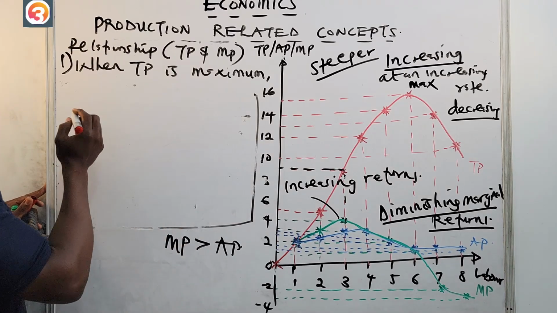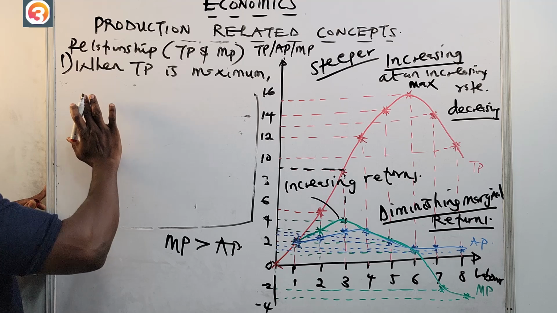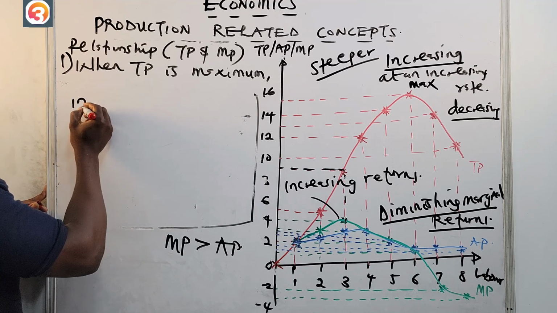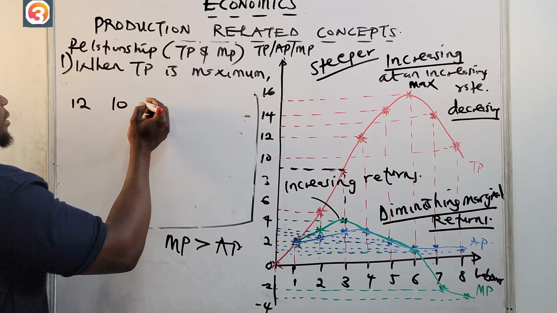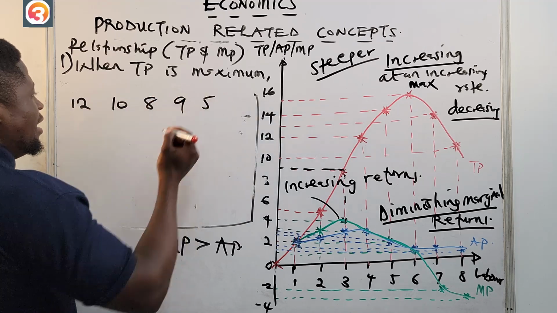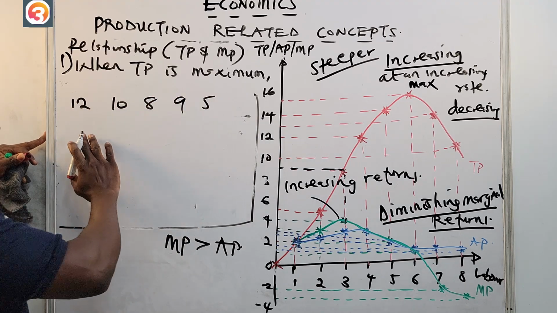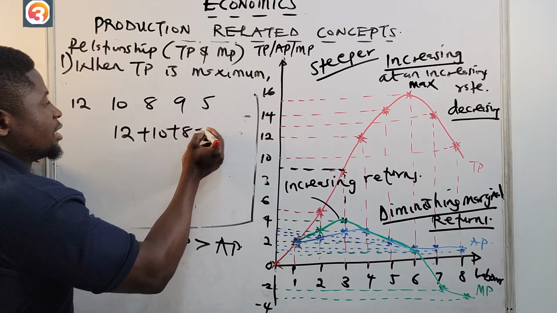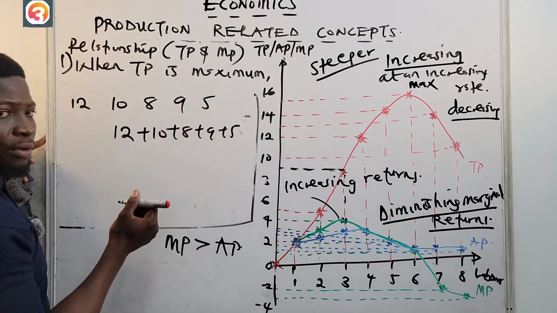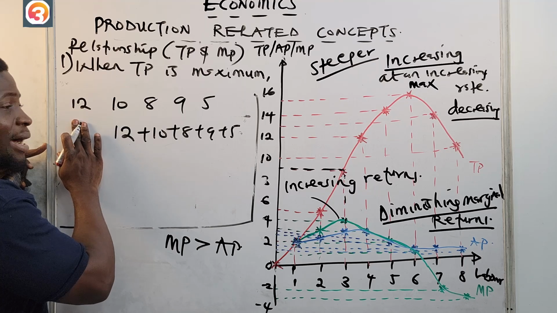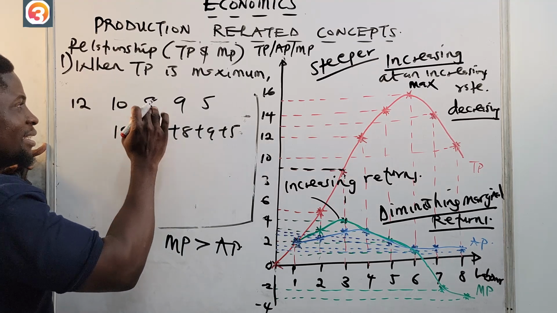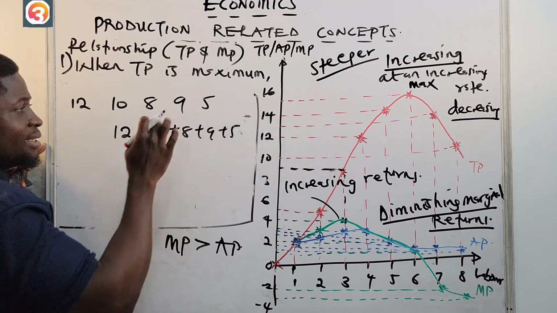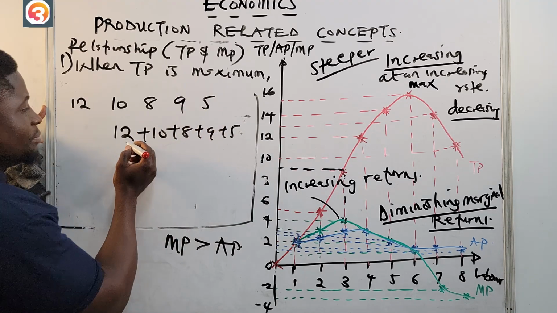For example, your workers are producing these bags of rice: 12, 10, 8, 9, 5. Five of them. Let us find the average. The average will be 12 plus 10 plus 8 plus 9 plus 5. Let's say the first day they produce 12 bags, the second day 10 bags, third day 8 bags, fourth day 9 bags, and the fifth day 5 bags.